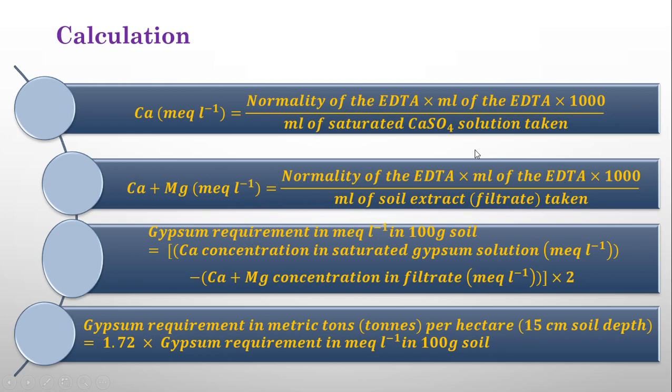Now we can calculate the gypsum requirement in milliequivalents per liter in 100 gram of soil by using this equation: calcium concentration of gypsum minus calcium plus magnesium concentration of filtrate into 2. And finally, it can be found out in metric tons per hectare by using this equation, 1.72 into gypsum requirement in milliequivalents per liter. So this is a calculation we will do, and finally we will get the amount of gypsum to be given to the particular kind of soil.